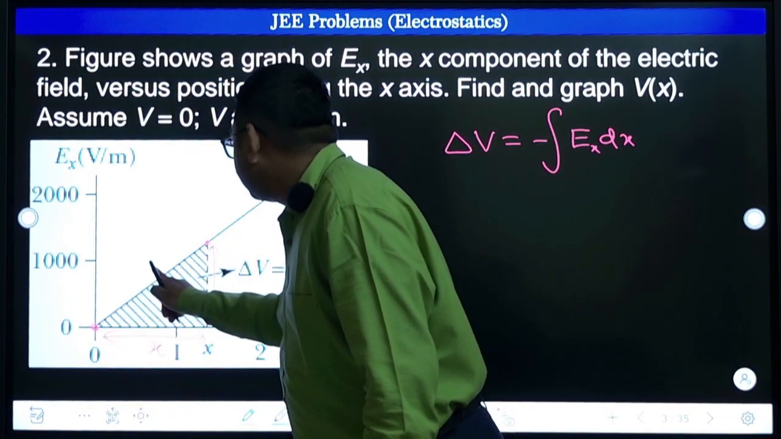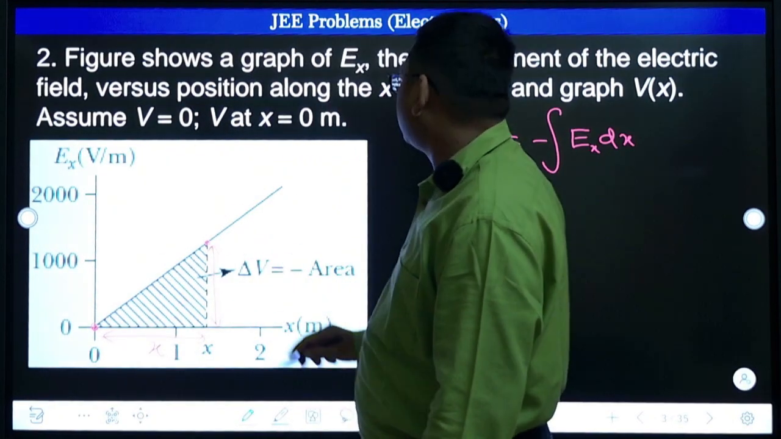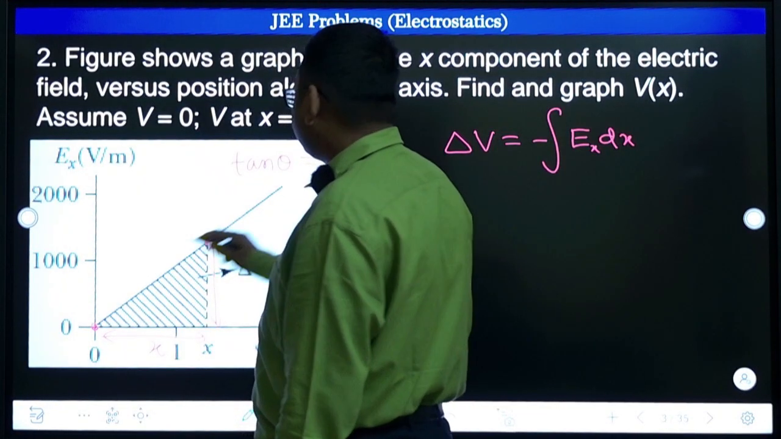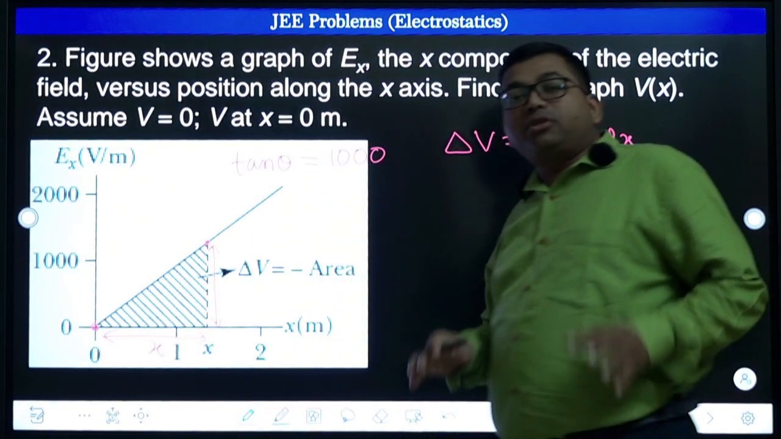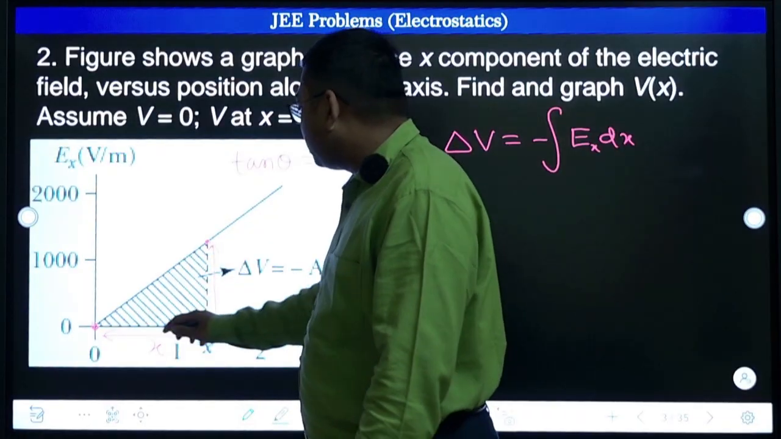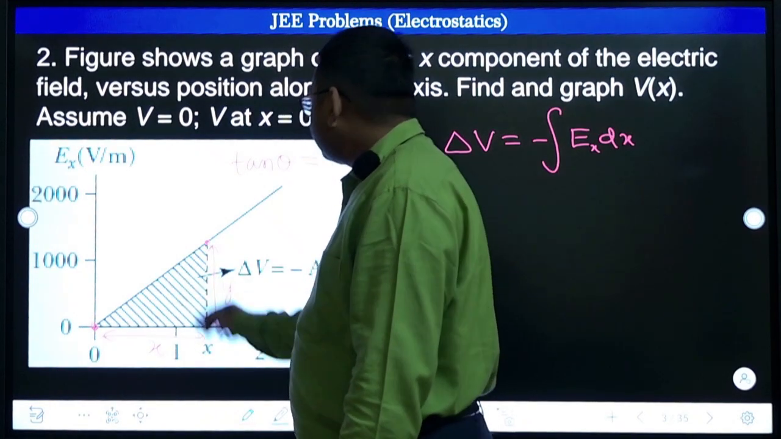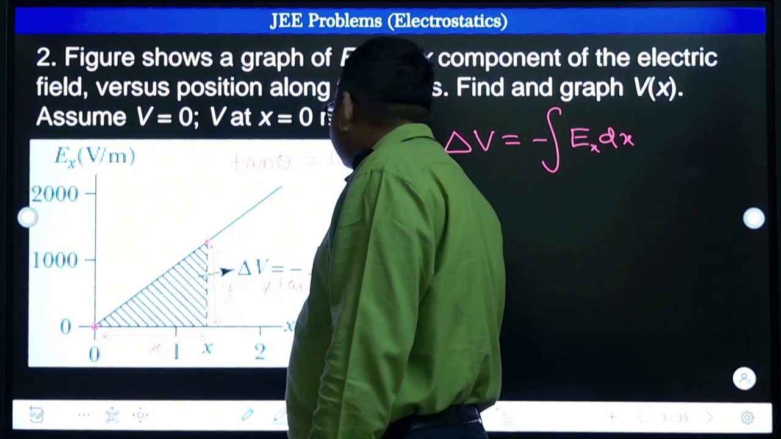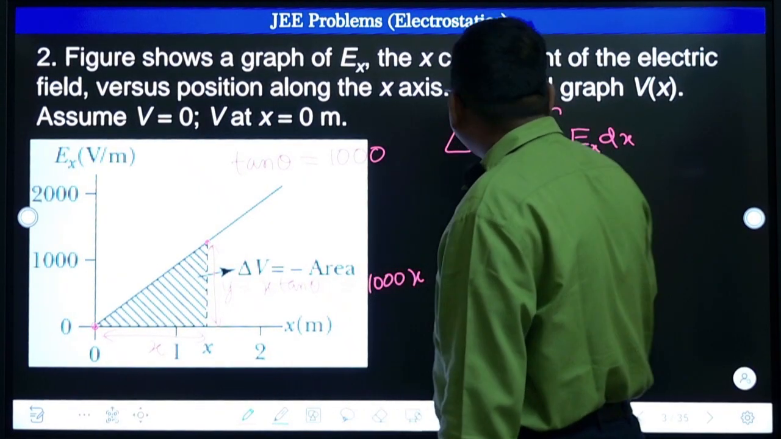So if you see 1,000 is happening at 1, or 2,000 is happening at 2. So this slope, or tan theta, we have this value as 1,000 by 1, or that means 1,000. That means you know the slope of this graph, right? So this height we can calculate. This height will be what? Because let us say that this is y. So y by x is tan theta. So y is equal to x tan theta, and tan theta is 1,000. So that is 1,000x. Now let us calculate area.